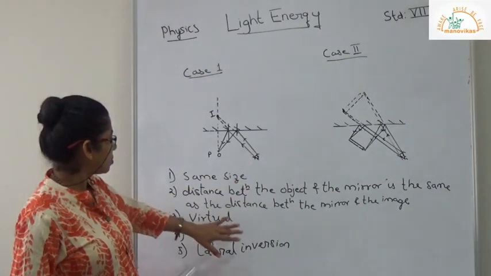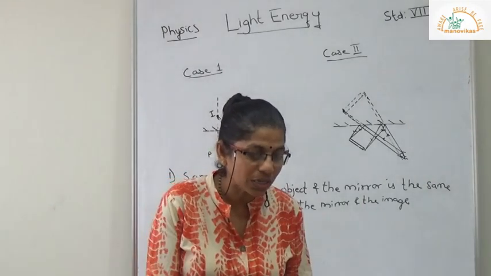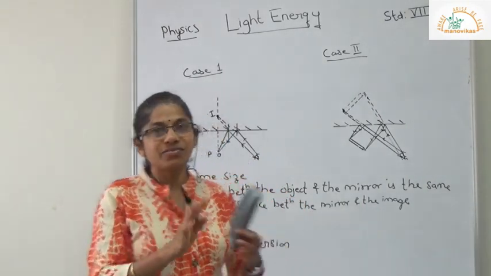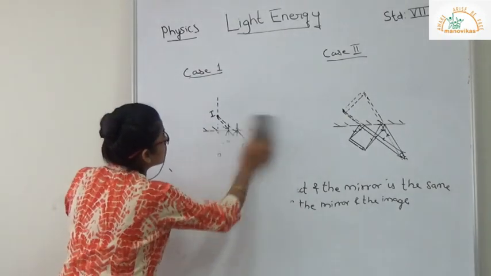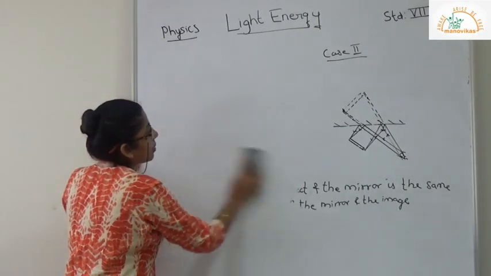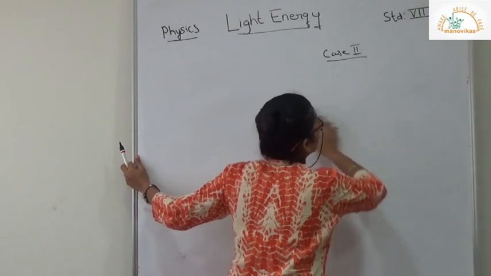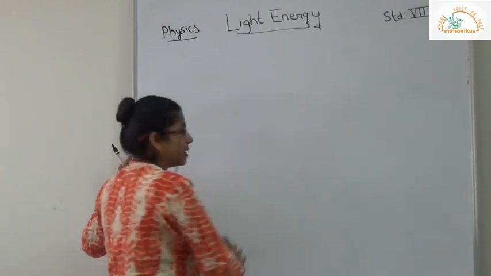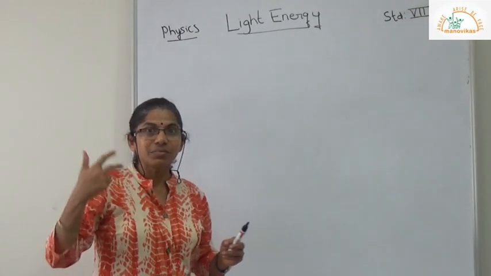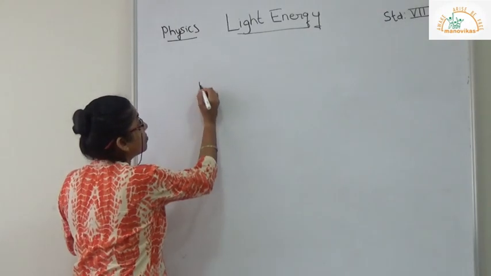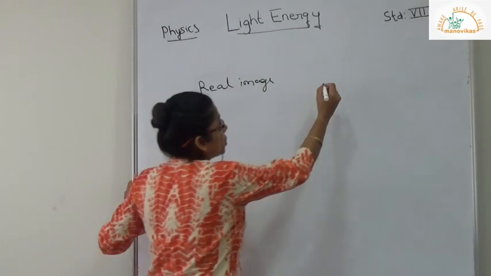Right? So now I am going to explain about real images and virtual images. So how are they different? What do you mean by real images and what do you mean by virtual images? Now, there are certain types of mirrors which produce images which are real. Now, what is this real? Now, how do you differentiate between a real image and a virtual image?